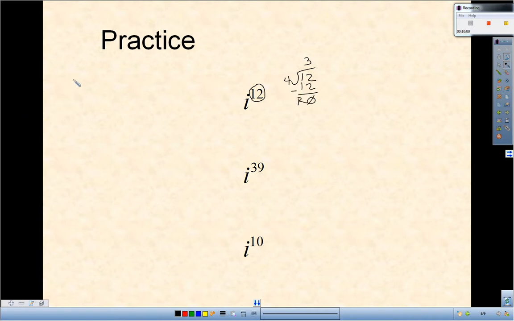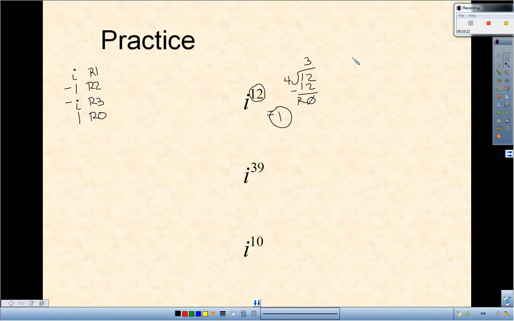So remember that chart, with the two negatives in the middle. If you have a remainder of 1, that means your answer is going to be i. If you have a remainder of 2, it's negative 1. If you have a remainder of 3, it's negative i. And if you have a remainder of 0, your answer is just 1. So i to the 12th simplifies to just be 1. And so that's my answer. i to the 12th is 1.